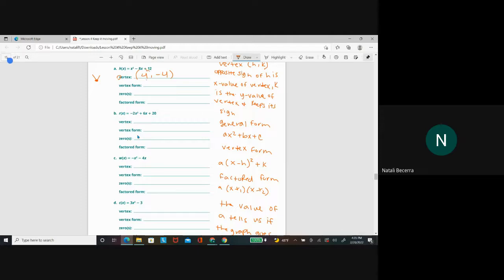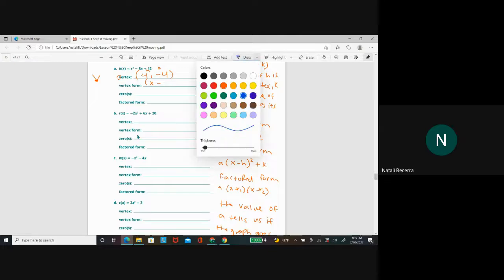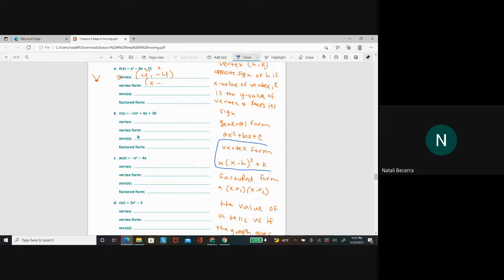This is my h and this is my k, right? So vertex form is going to be x minus, remember I'm looking at vertex form. Let me change the color so y'all could better see it. Vertex form is this one right here. So x minus h, my h is 4. So x minus 4, parentheses squared, and then plus k, my k here is negative 4. So I'm going to put negative 4. I don't have to put plus negative 4. Since k is negative 4, it's just negative 4. So that's my vertex form.